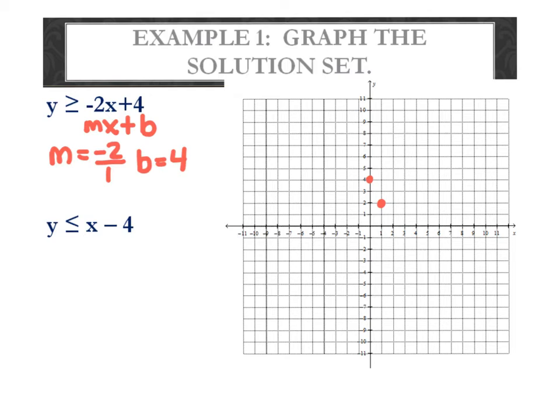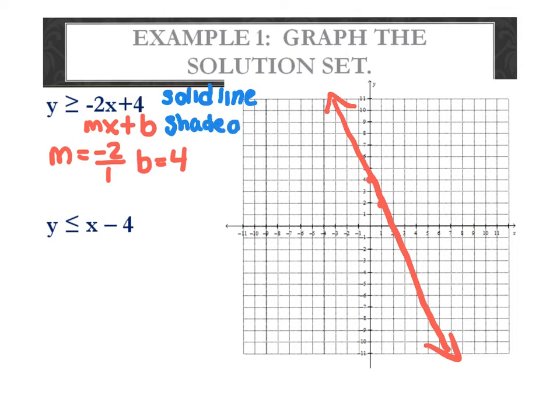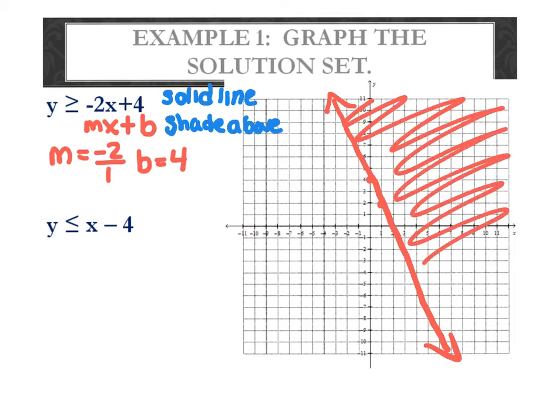Now, since it is a greater than or equal to symbol, it's going to be a solid line. So I can use this pen to draw in my solid line. And since it's greater than, I'm going to shade above. So I can shade the area above the line.